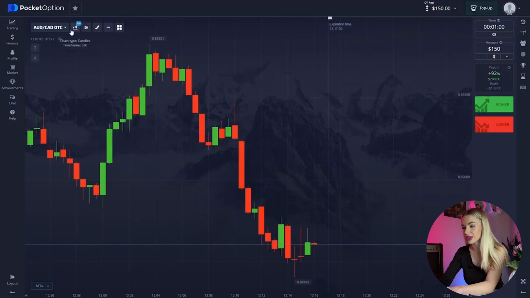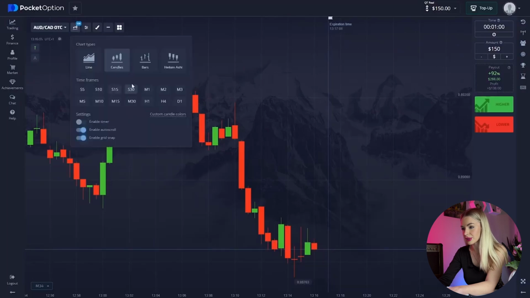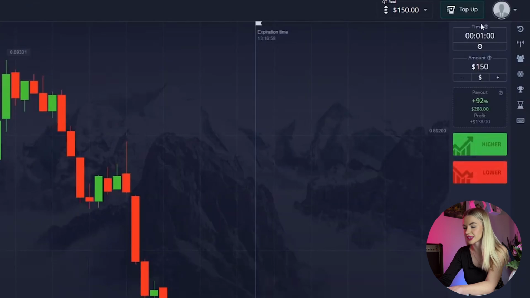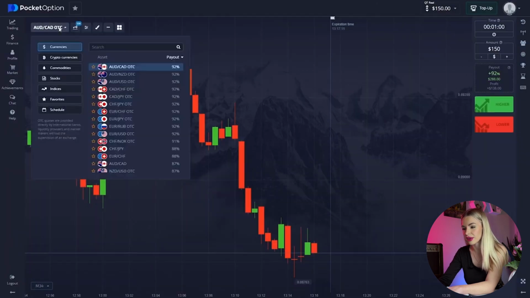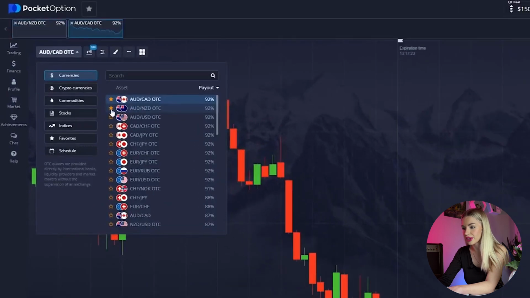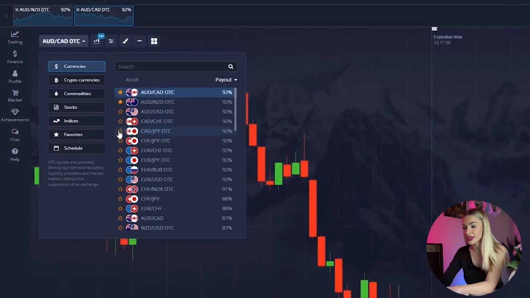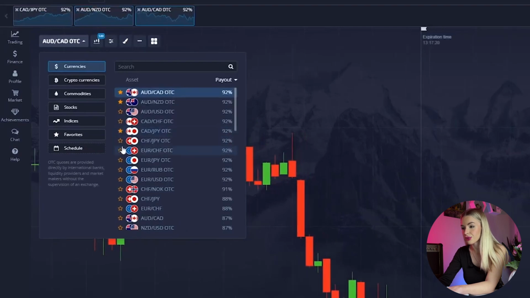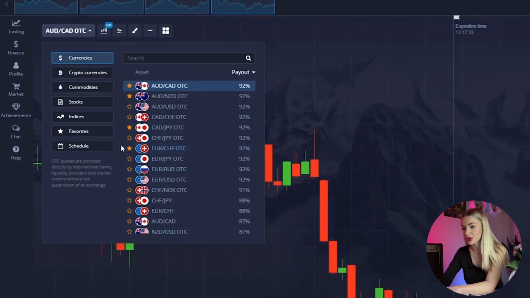We will begin with a candlestick time frame, which will be set at 30 seconds, and our trade duration is going to be 1 minute. For our currency pairs, we have got Australian dollar and Canadian dollar, Australian dollar and New Zealand dollar, Canadian dollar and Japanese yen, and our 4th pair, euro and Swiss franc.